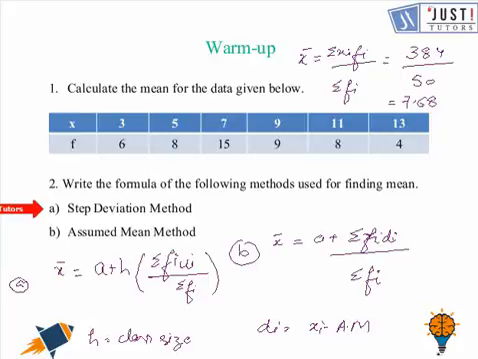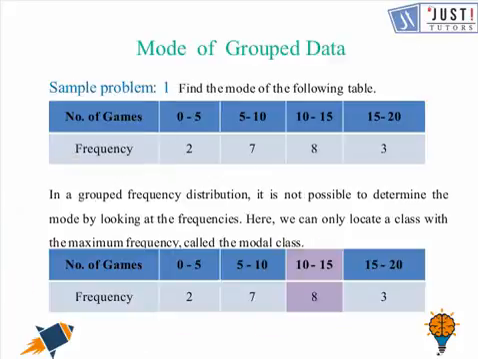Now let's move on to the topic. Here we are learning about mode of grouped data, and we'll try to understand it with the help of an example. The question says find the mode of the following table. You can see that the data has been grouped here in the class intervals of 0 to 5, 5 to 10, 10 to 15 and 15 to 20 with their respective frequencies.